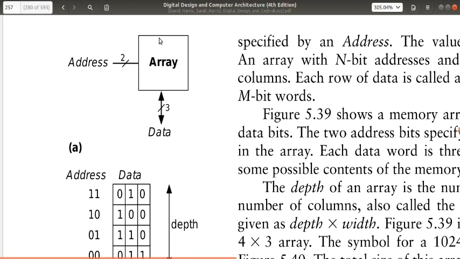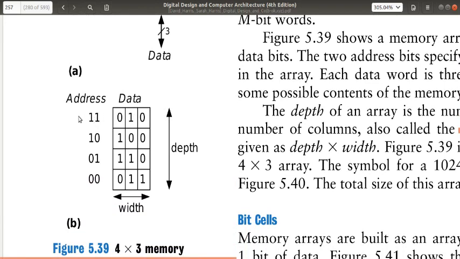So consider this example. We have a memory array which has 2 address lines and a 3 bit wide data line, right? So it means it can have a maximum of 4 locations, and the data width or the word length will be 3 bits. It will have 4 address locations because 2 bits of address can have a maximum of 4 combinations: 0 0, 0 1, 1 0 and 1 1. If it was a 3 bit address, then it would have been 0 0 0 to 1 1 1, that is 8 combinations or 8 memory locations.